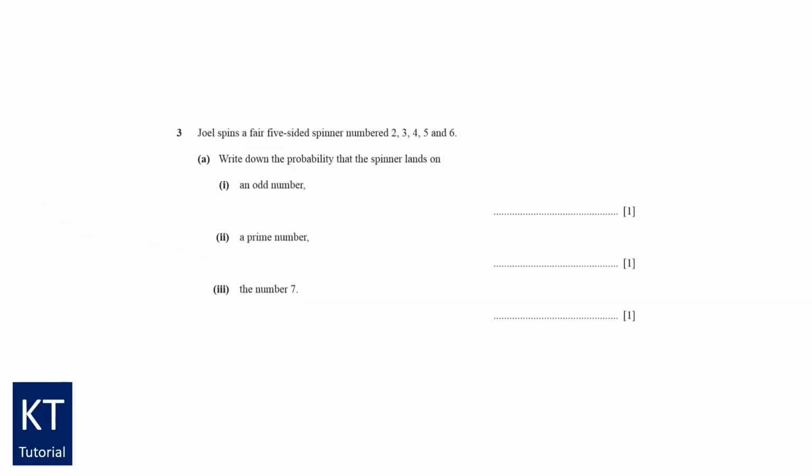Question 3. Joel spins a fair 5-sided spinner numbered 2, 3, 4, 5, and 6. Write down the probability that the spinner lands on an odd number. This would be 2 out of the total of 5. Next, write down the probability that the spinner lands on a prime number. There being 3 prime numbers, it comes to 3 over 5.